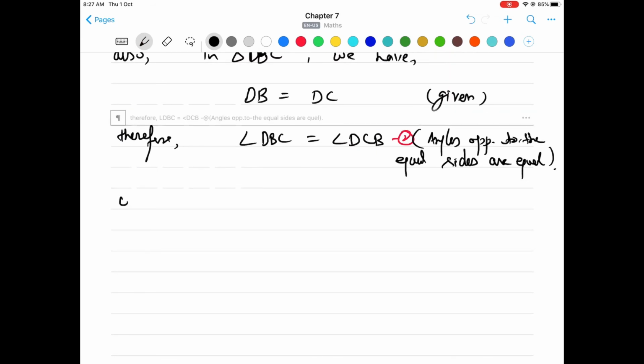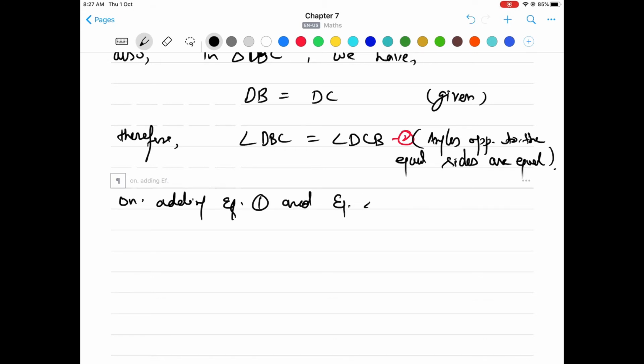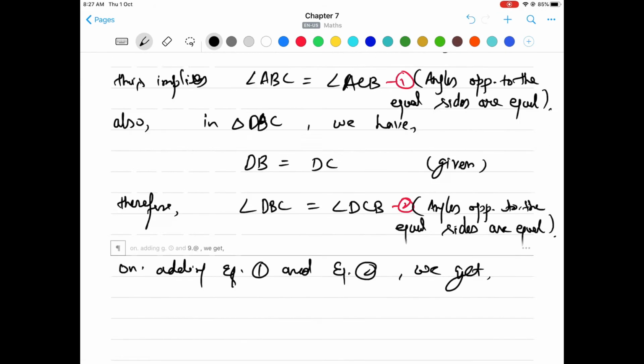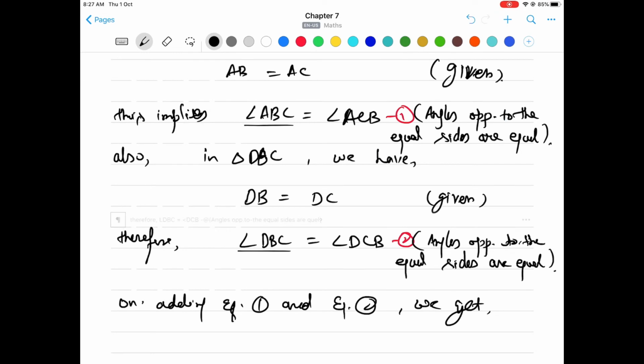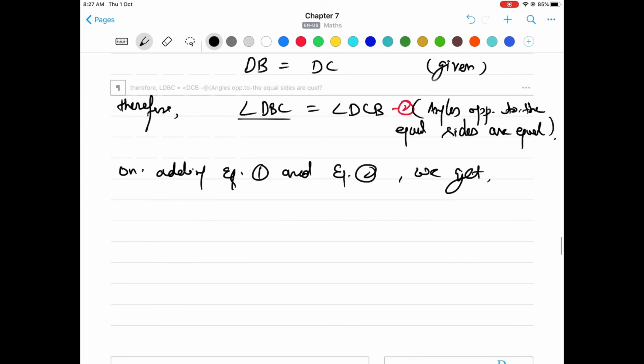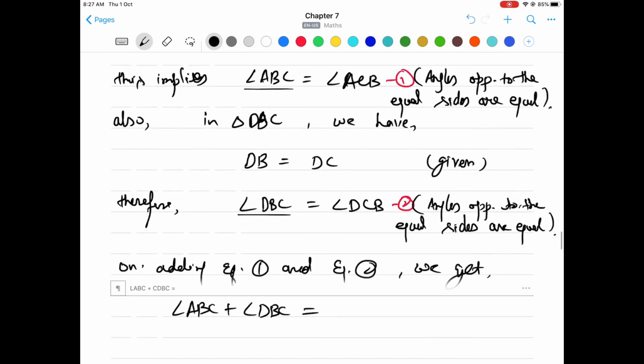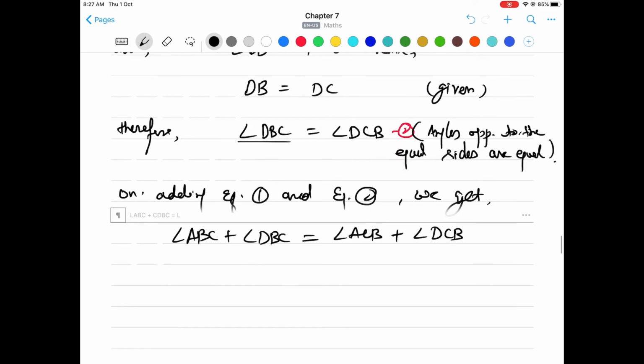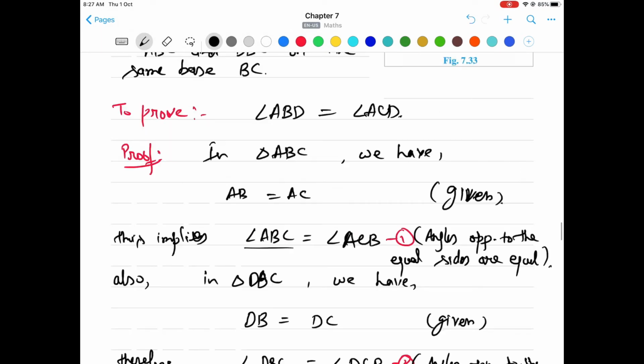So on adding equation 1 and equation 2, we get, what we get here is, we'll add these two portions. First we'll add these two angles on the left hand side, that is angle ABC plus angle DBC equals, then we'll add the right hand side angles, that is angle ACB plus angle DCB.